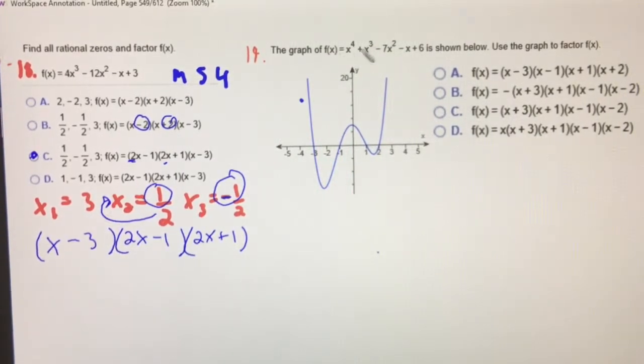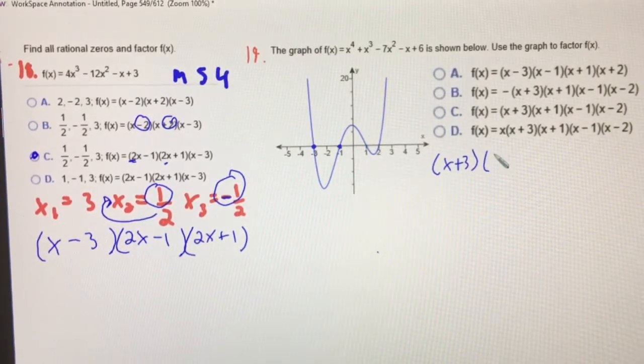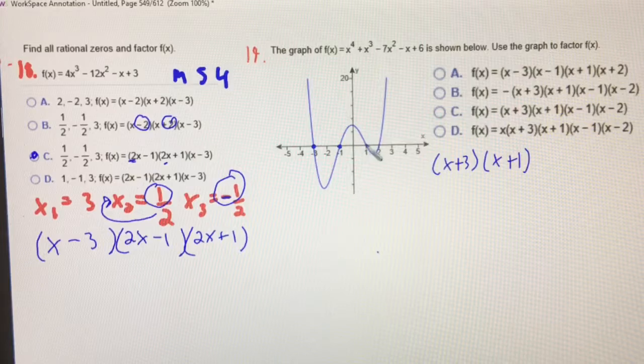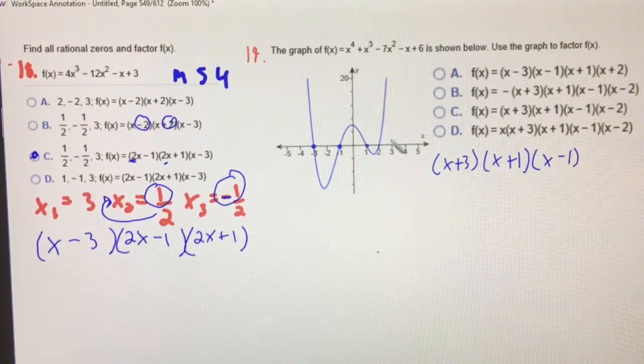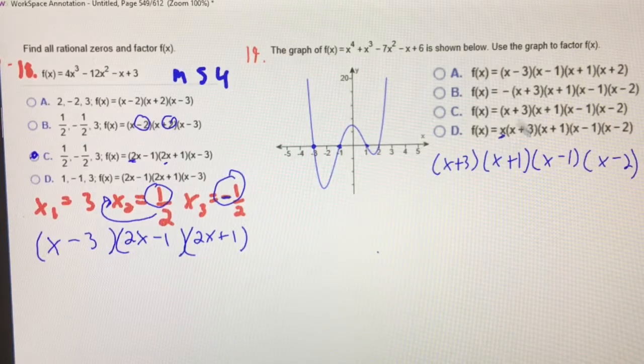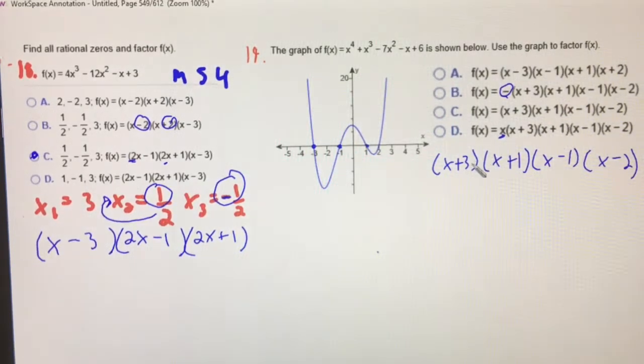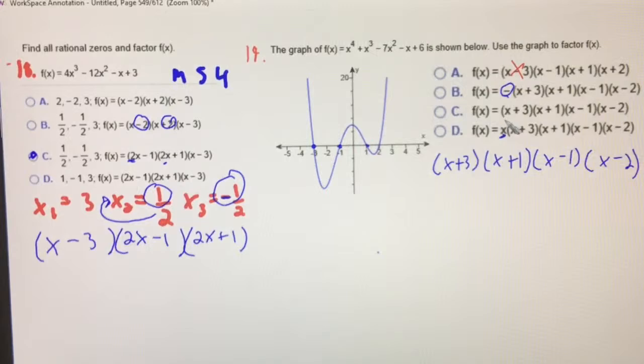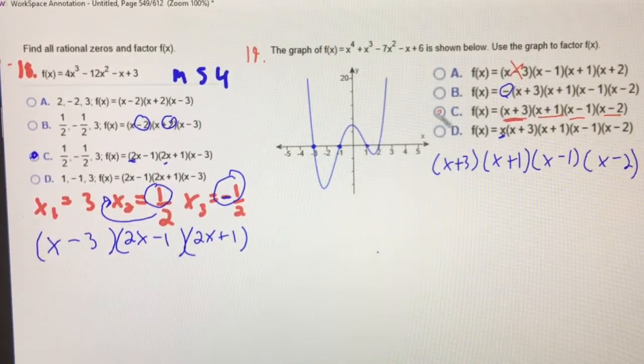Now for number 19, I don't have to use the calculator. It already gives me the 0 at -3, so that means x plus 3 is going to be a factor. x plus 1, x minus 1, and then x minus 2. Let's see, it can't be the one with the leading x. It can't be the one with the leading negative. We have x plus 3. Can't be that one. I think we're stuck with just choice C: x plus 3, x plus 1, x minus 1, x minus 2.